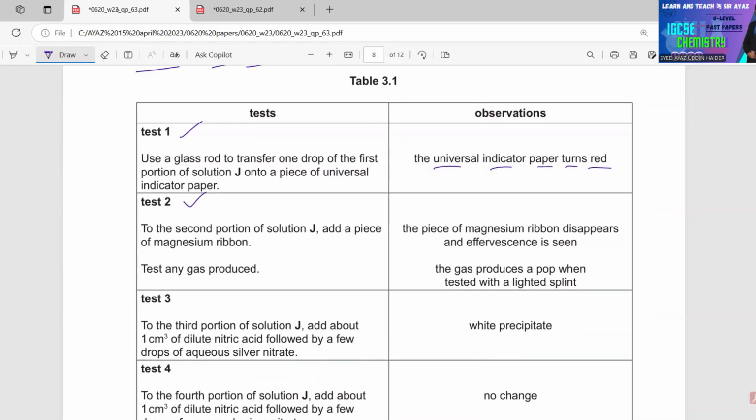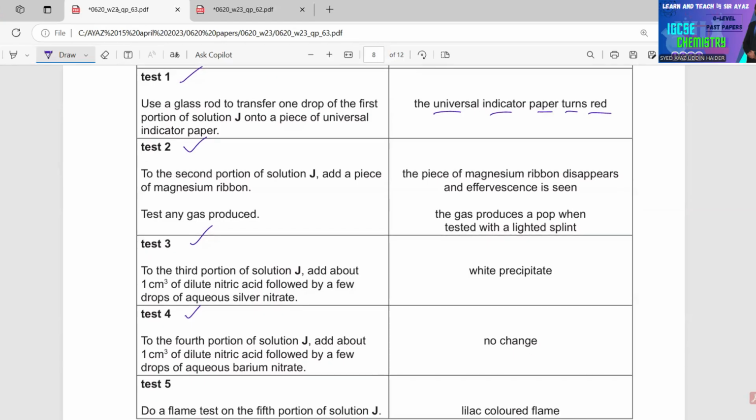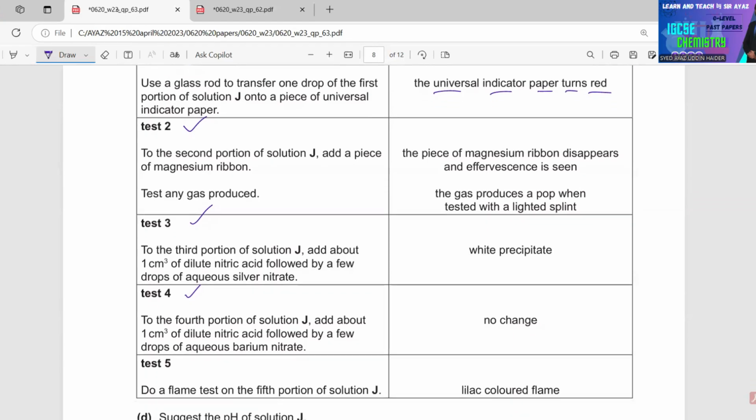Test 3. To the third portion of solution J, add about 1 centimeter cube of dilute nitric acid followed by a few drops of aqueous silver nitrate: white precipitate in observations. Test 4. To the fourth portion of solution J, add about 1 centimeter cube of dilute nitric acid followed by a few drops of aqueous barium nitrate. No change. Test 5. Do a flame test on the fifth portion of solution J: lilac colored flame.